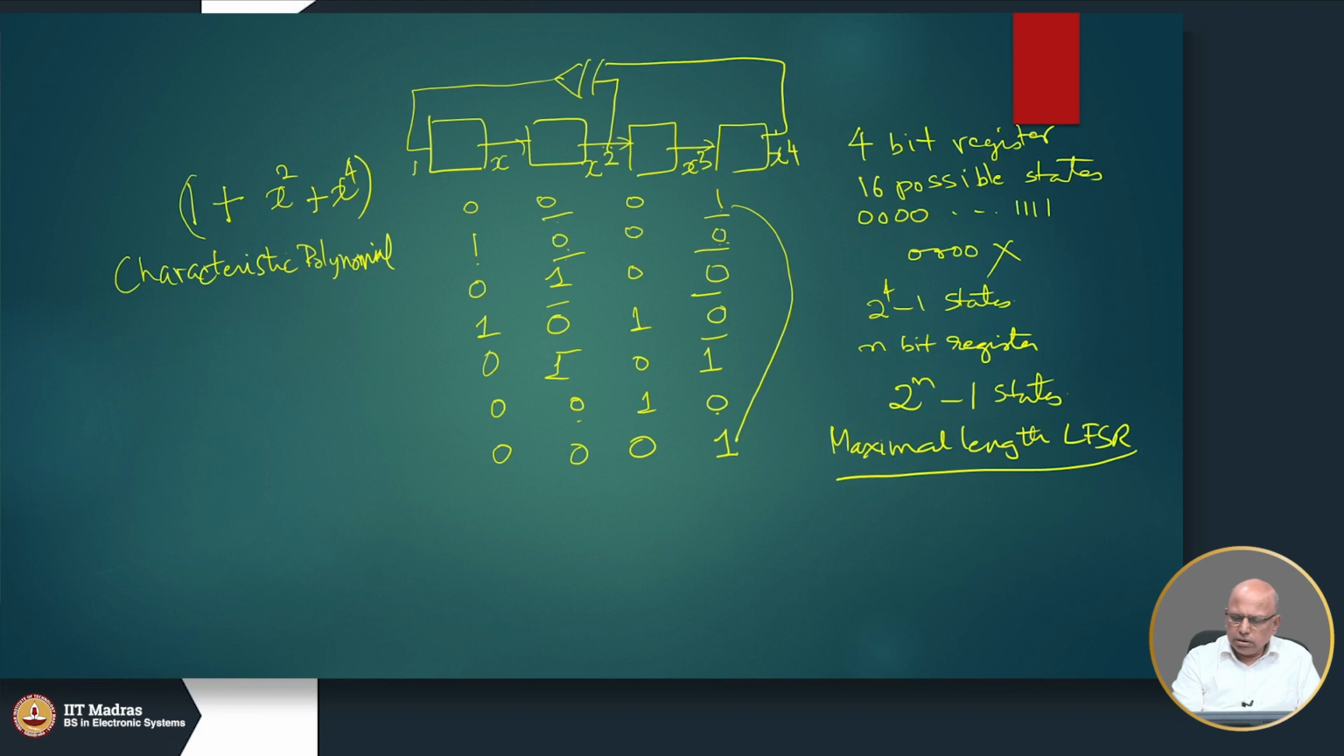So, when we build an LFSR, the characteristic polynomial makes a difference. Some characteristic polynomials will lead to a maximal length LFSR and others will not. For the same degree, there may be several polynomials that will work. So, I will give you this as an exercise.